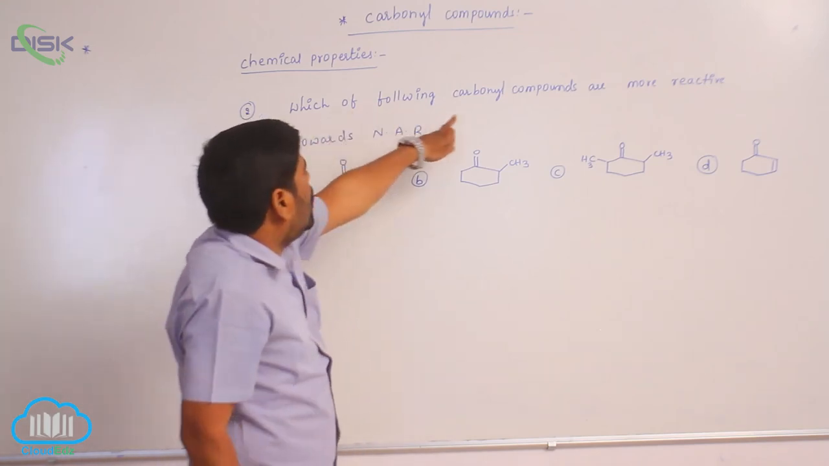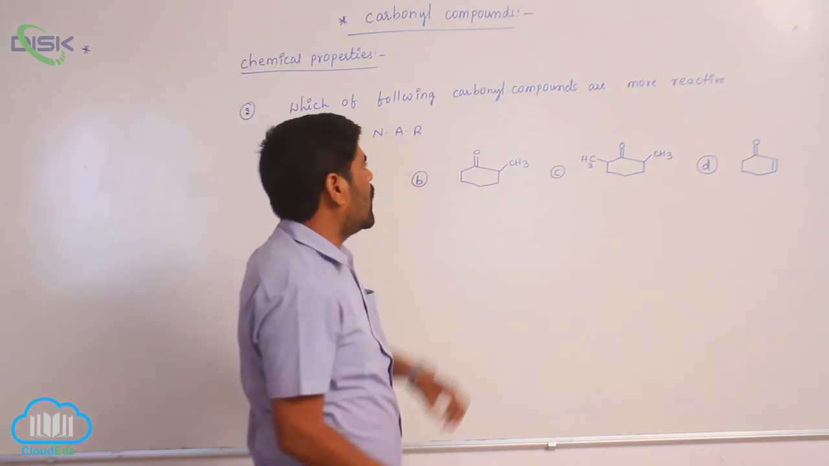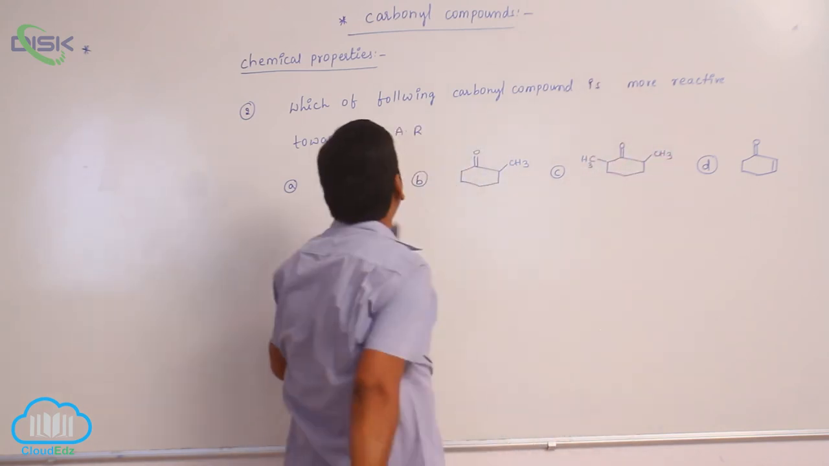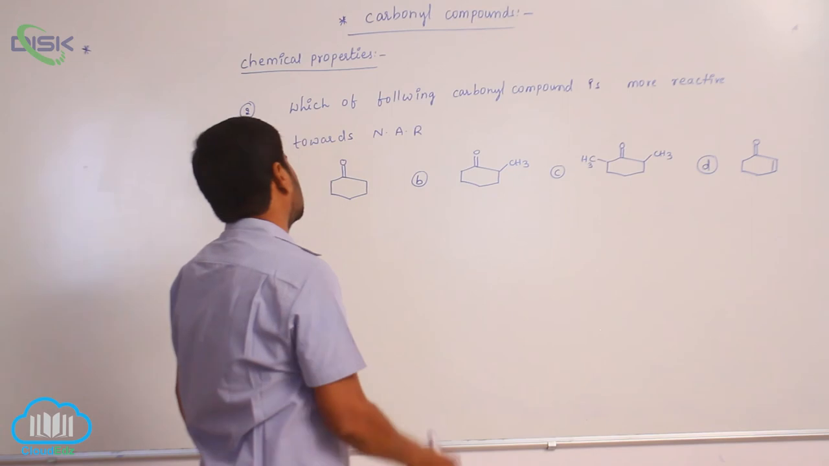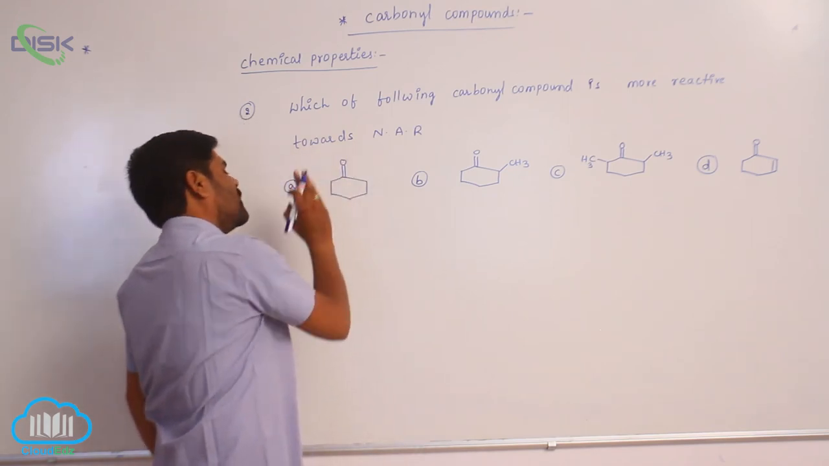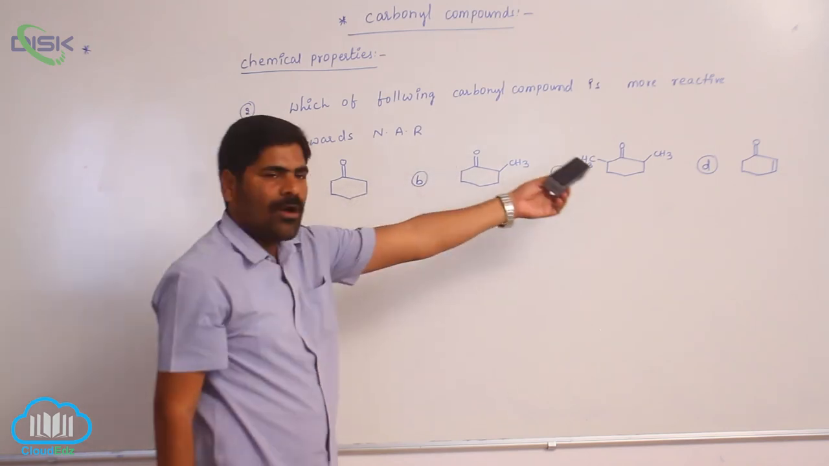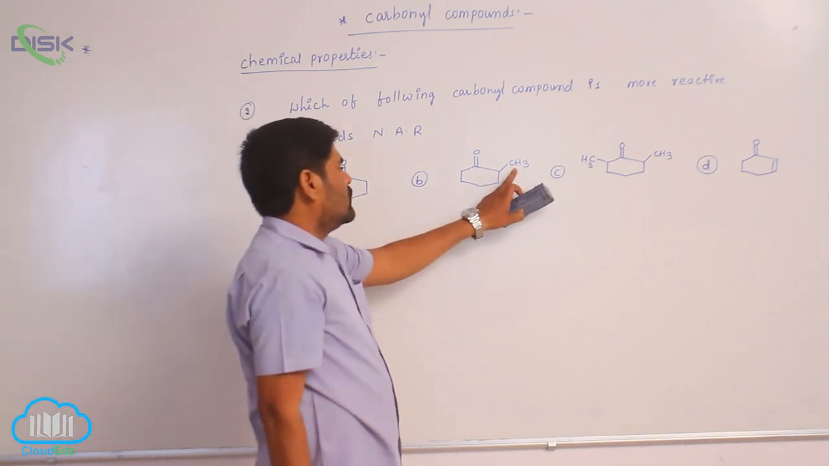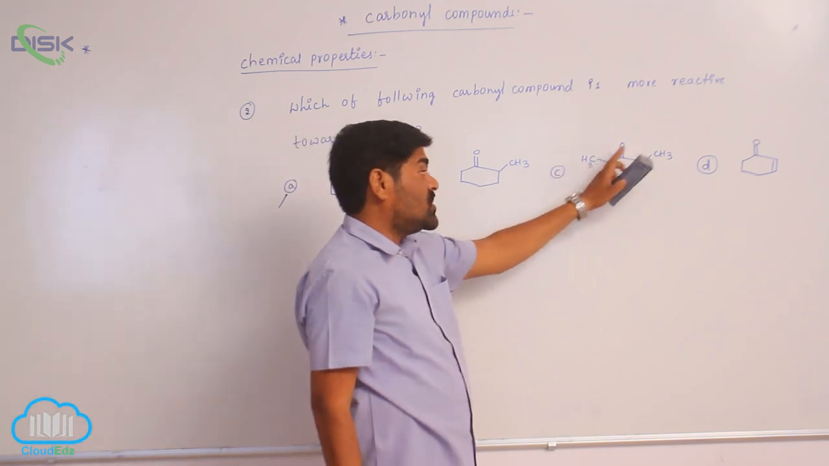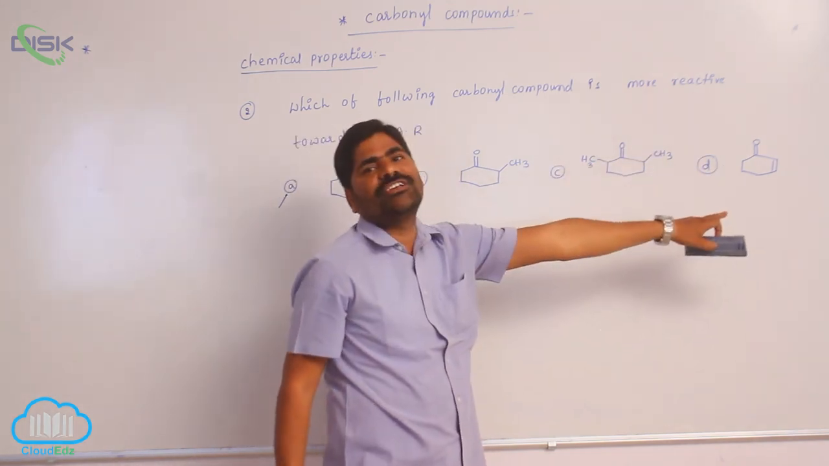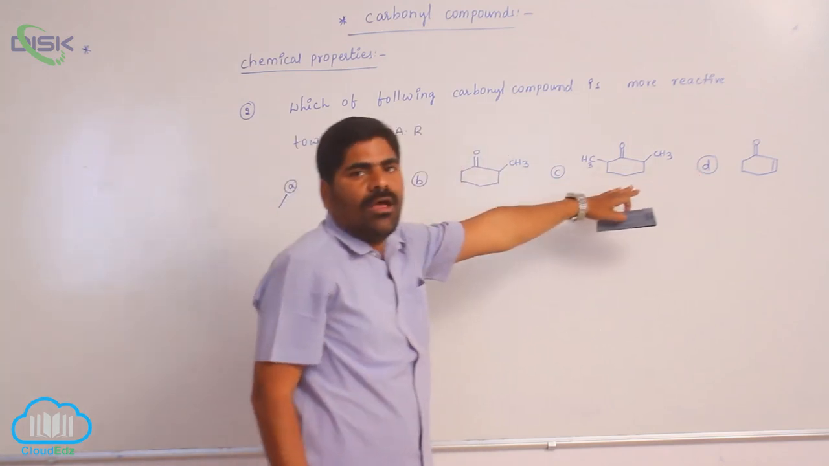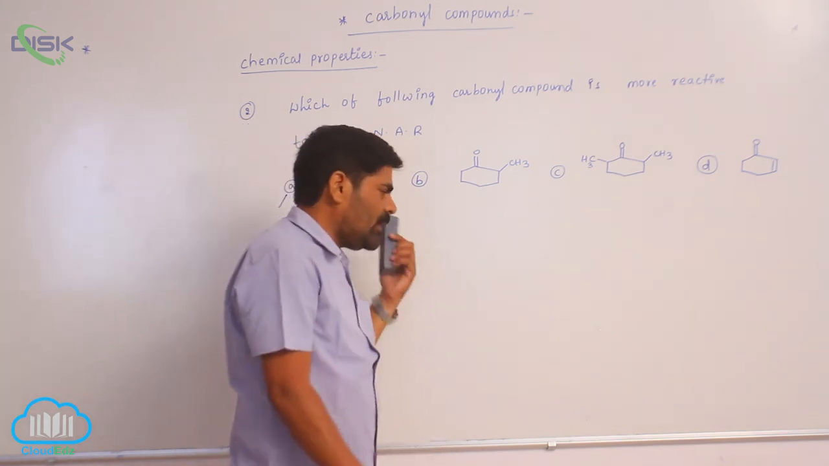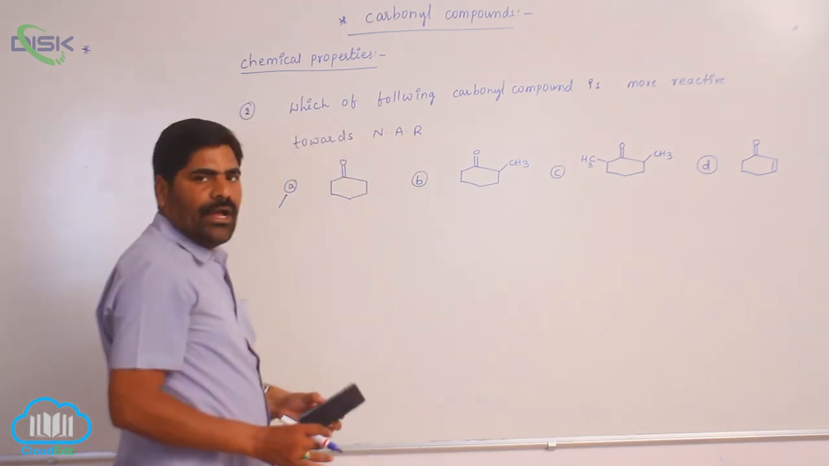So which of the following carbonyl compounds is more reactive towards nucleophilic addition reactions? Here steric hindrance, steric repulsions and electronic factors are very low compared to the remaining three options. So that is the reason why this is the option. Here steric hindrance is more, here steric hindrance is very high, and here conjugation is there. So that is the reason why these three are less reactive towards nucleophilic addition reactions compared to cyclohexanone. Okay, so this is about nucleophilic addition reactions.